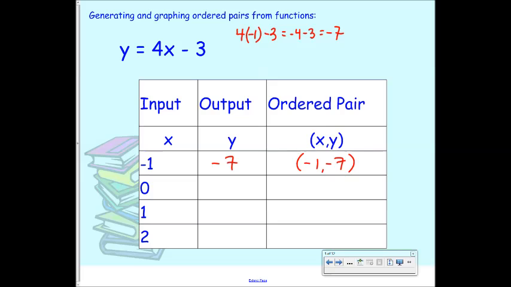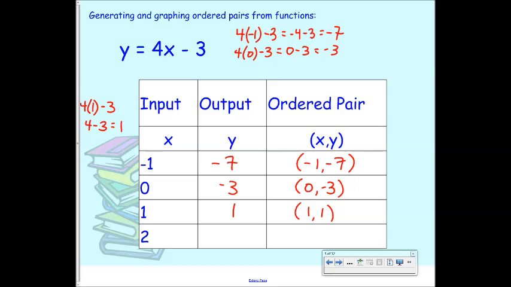All right, again, can you do this in your heads? Yes, by all means. Okay, if you can do that in your heads, go ahead. I would just be careful because a lot of times with negatives, people get confused. All right, so the next thing I'm going to plug in is what? 0. 4 times 0 is what? 0 minus 3 is negative 3. So then what's my ordered pair? 0, negative 3, because my x was 0 and my y is negative 3. All right, the next thing I'm going to plug in is what? 1. What's 4 times 1? Minus 3. Good. So my output is 1. So what's my ordered pair? 1, 1.